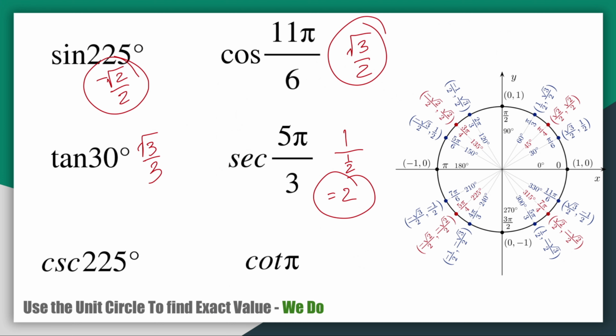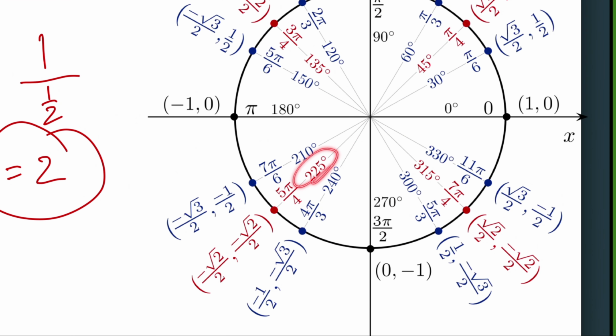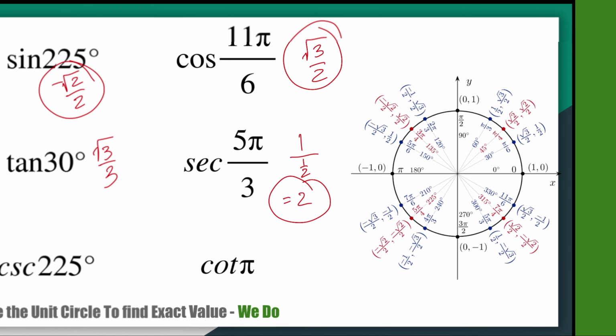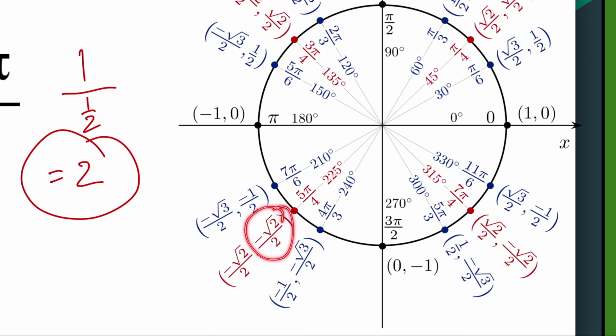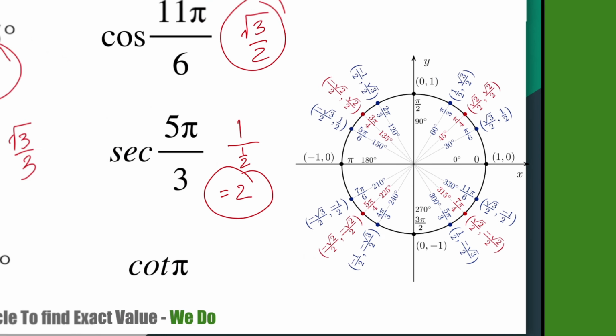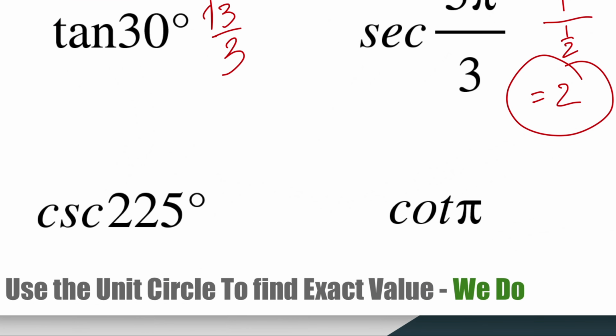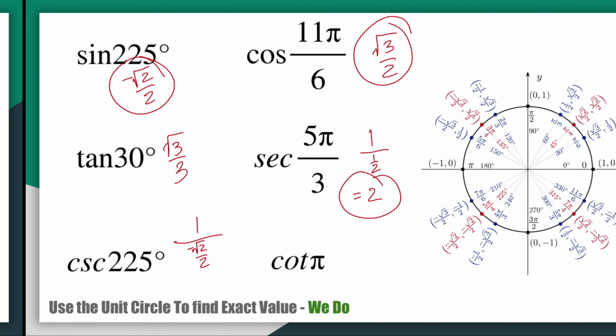Okay. So cosecant of 225. Okay. So we go to our 225. It's right here. Zoom in on our unit circle here. 225. And cosecant is the opposite of sine, so I need to pull the sine. That's square root of 2 over 2, or negative square root of 2 over 2, but it's 1 over that. So it's 1 over negative square root of 2 over 2. Okay?